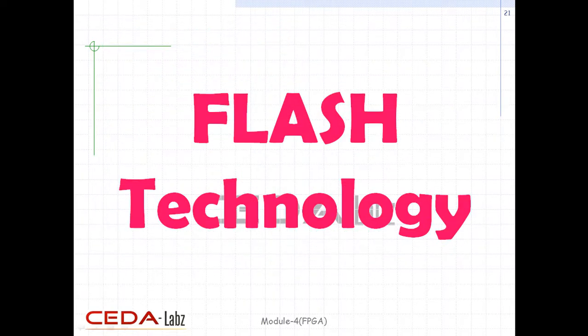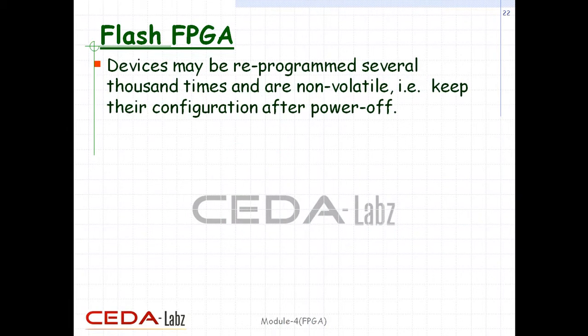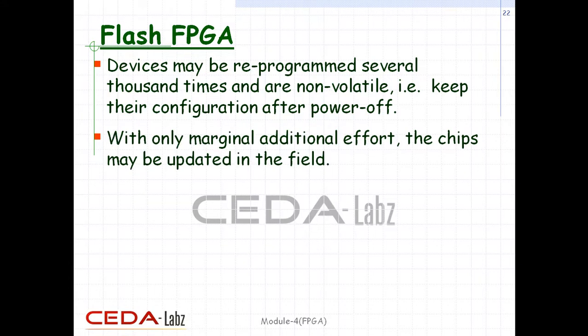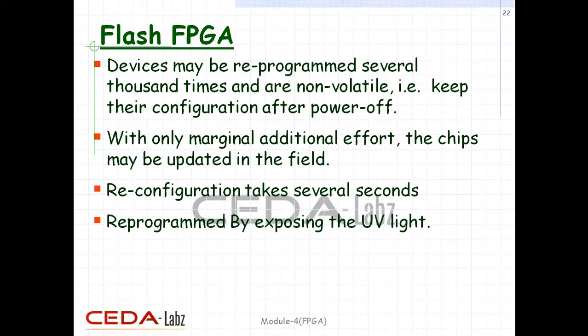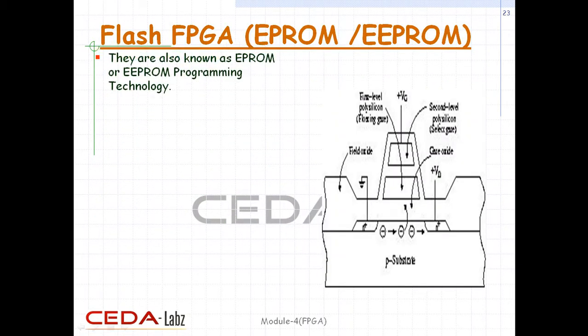The next programming technology is flash technology. The FPGA device which uses flash technology can be reprogrammed several times and is non-volatile in nature. It can be programmed by the field user. Reconfiguration time for this type of FPGA is a few seconds to a few minutes. Ultraviolet rays are used for reprogramming the flash FPGA chips. Flash FPGA is also known as EPROM or EEPROM programming technology.